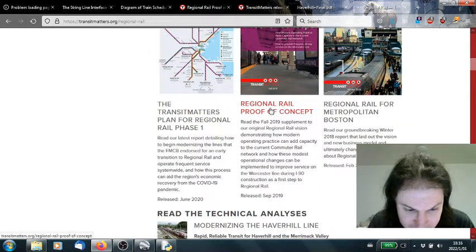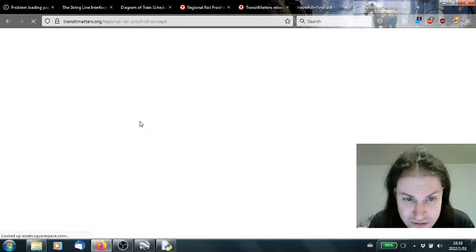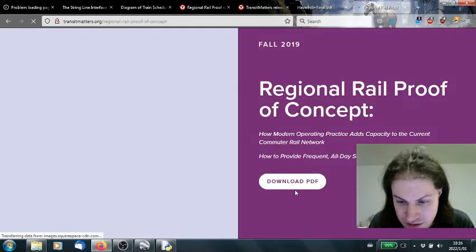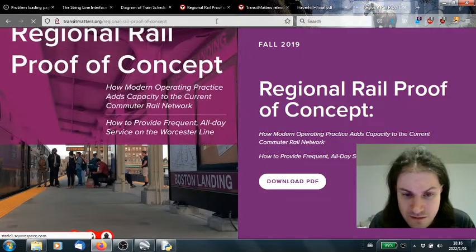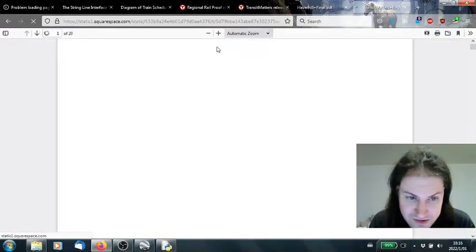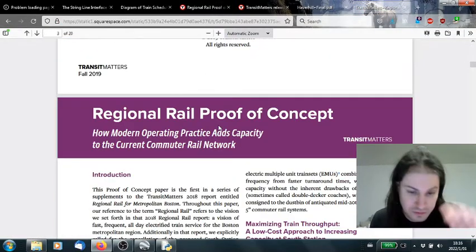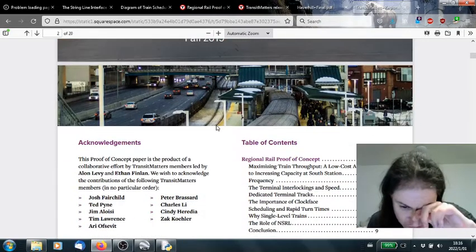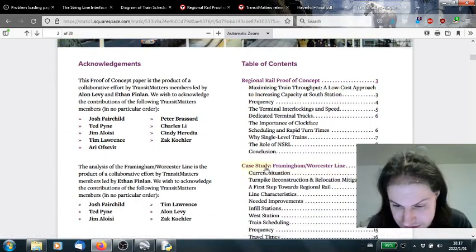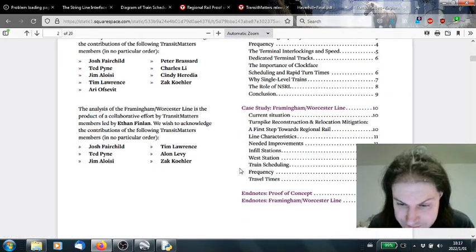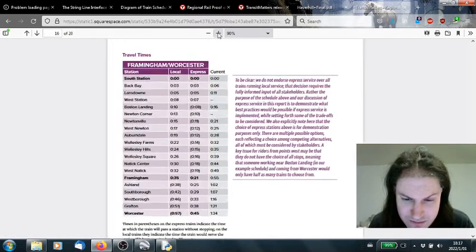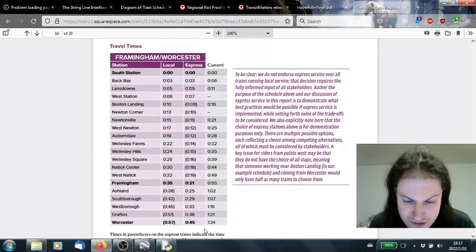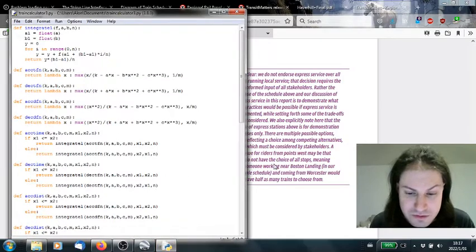So let me see if I can find the Worcester line as well. Okay, this is also Worcester. I keep saying there's a PDF that's two appendices at once. One is proof of concept, the other is Worcester. This is just going to be Worcester because I want to show you guys the timetable. So it's current, this is what better trains, what better regional rail would do.